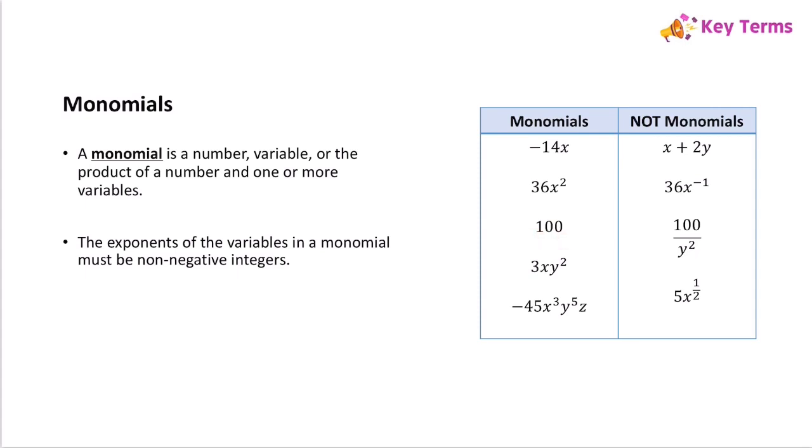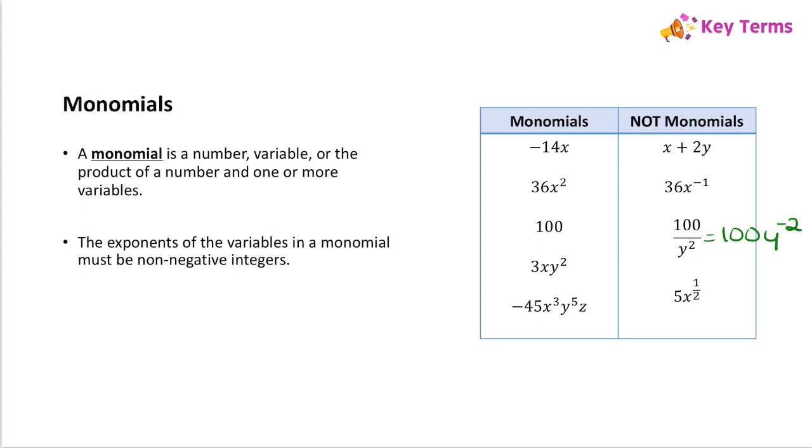It's very important to notice that the exponents of the variables in a monomial must be non-negative integers, okay? So here you see 36x squared is a monomial, but 36x to the negative 1 is not a monomial, okay? Because that is a negative integer in the exponent. Similarly, 100 is a monomial, but 100 over y squared is not a monomial, because if I were to write this, this would be 100 times y to the negative 2, okay? And we can't have those negative exponents in our monomial terms.